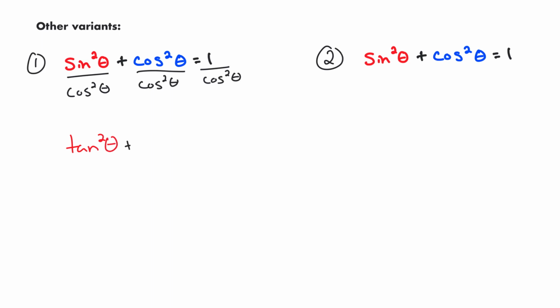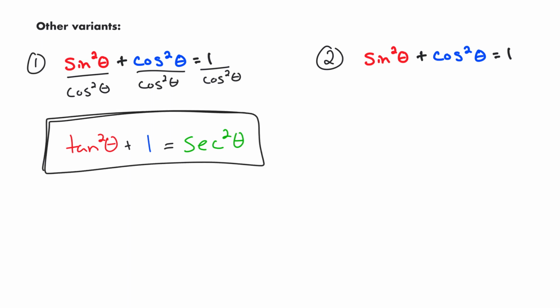And then you're going to get cosine squared divided by cosine squared. That's just equal to 1. And then we're going to get 1 divided by cosine squared. 1 divided by cosine squared is secant squared. And this is another Pythagorean identity.